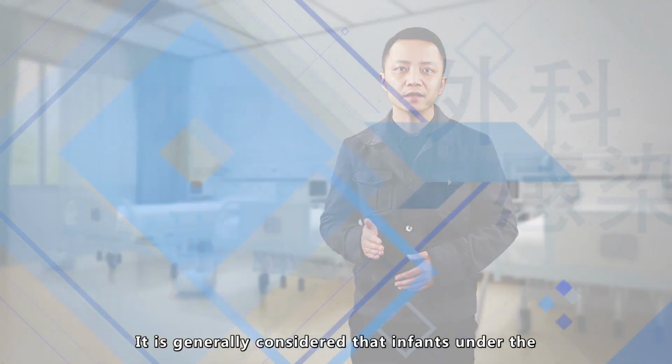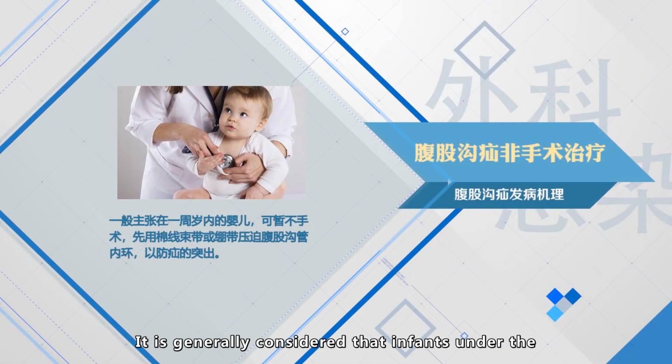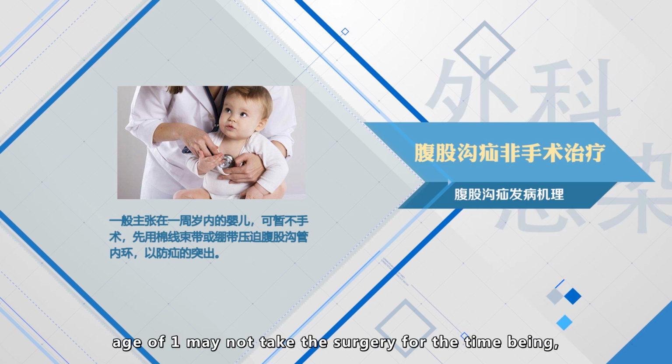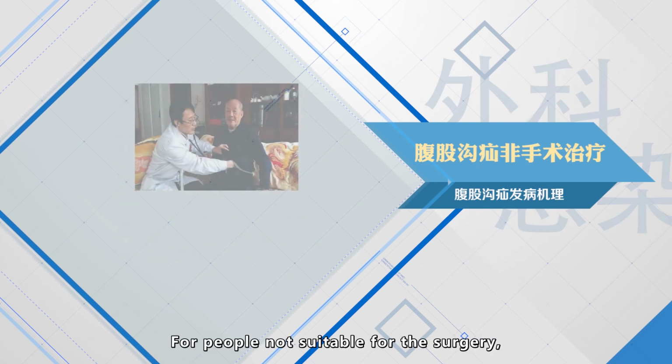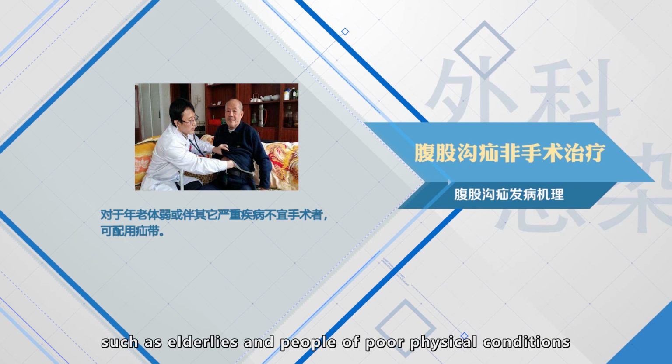Non-operative treatment. It is generally considered that infants under the age of 1 may not take the surgery for the time being. A cloth thread tool or bandages may be used to press the inner ring of the inguinal canal first to prevent the protrusion of the hernia. For people not suitable for the surgery, such as the elderly and people of poor physical conditions or with a severe disease, the medical hernia belt may be used.